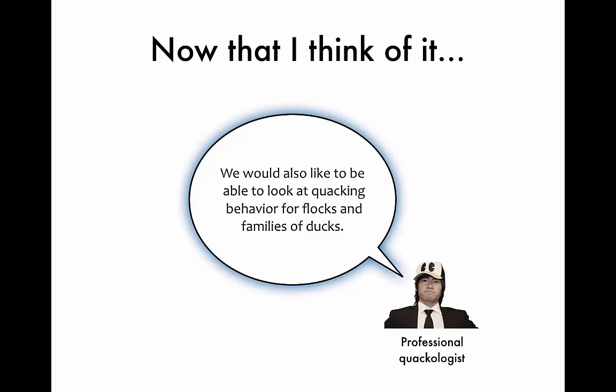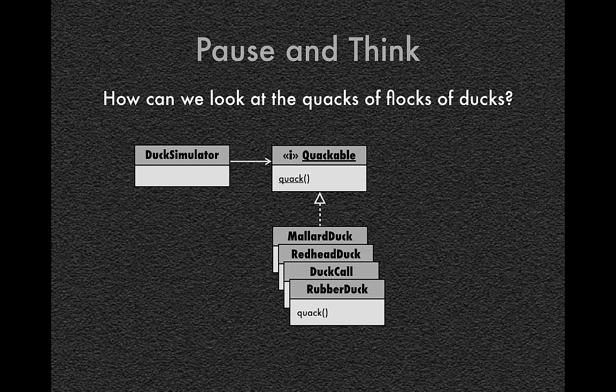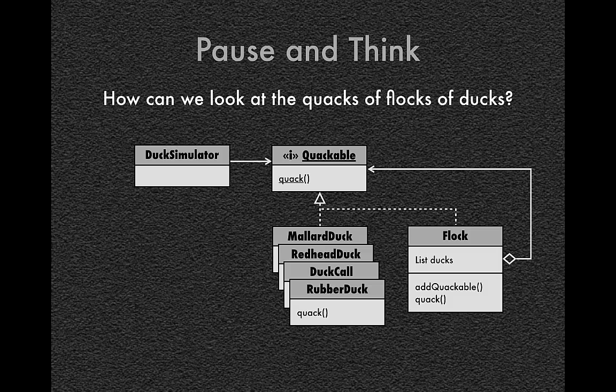And what pattern do we go to for this? Please pause the video yet again and figure it out. Ready? Well, if you said composite pattern, you'd be correct. To implement it, we would need a composite class that we're going to call flock. The flock class implements quackable and also contains a list of other quackable objects.